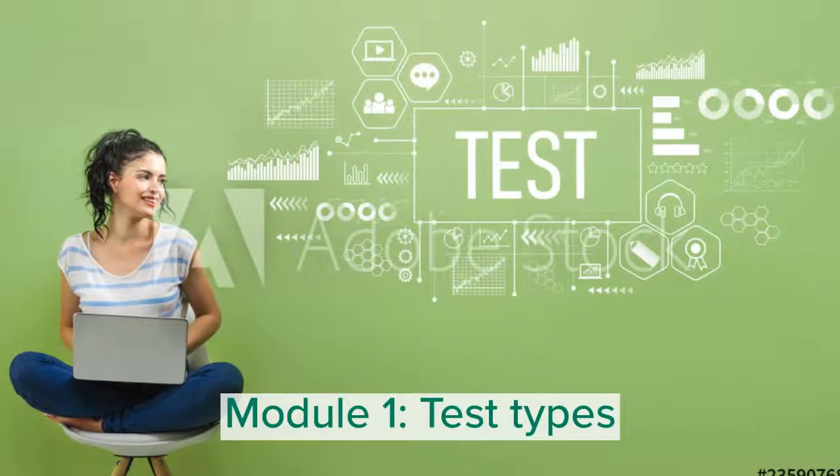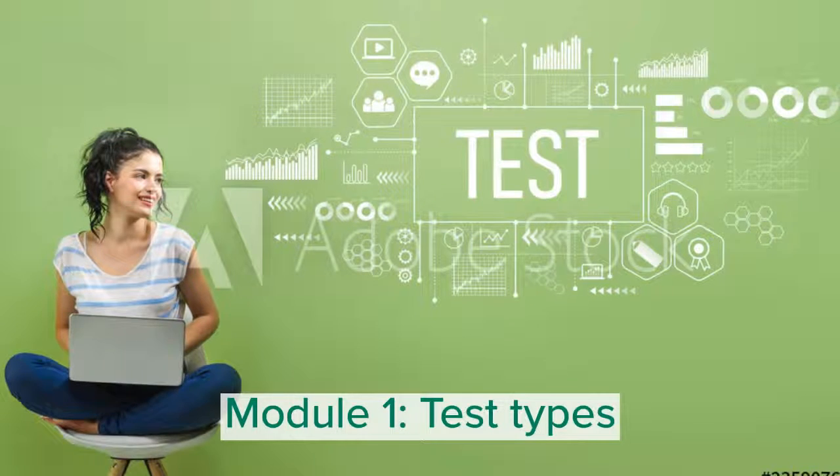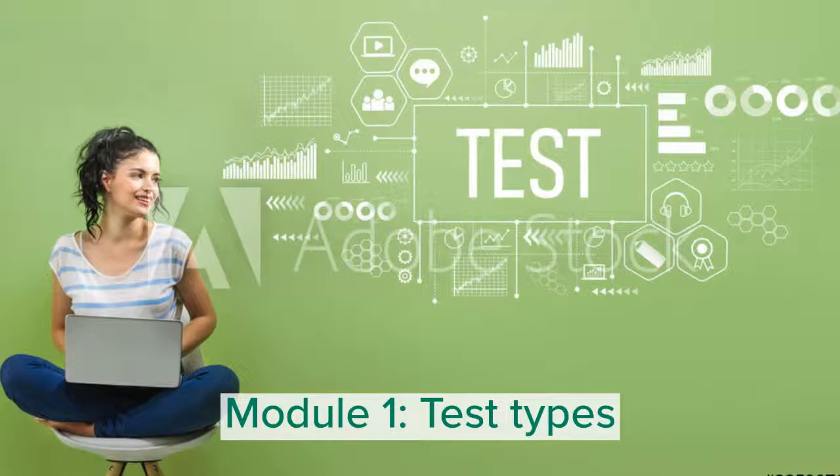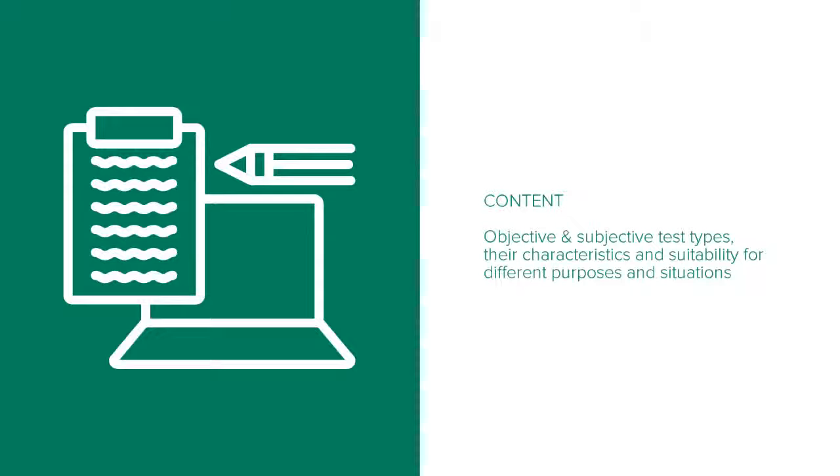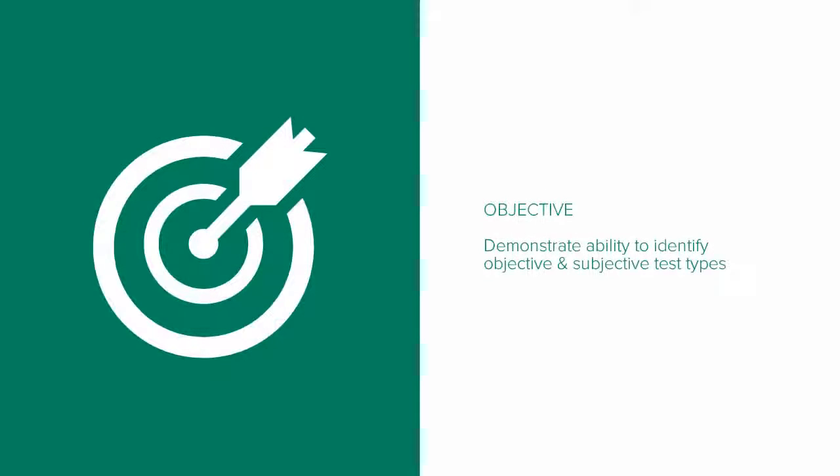The very first module would be the one about test types. Let's have a look. The first module would introduce both objective and subjective test types, with explanations as to their characteristics and suitability for different purposes and situations. The objective of this module would be to demonstrate the ability to identify both test types.